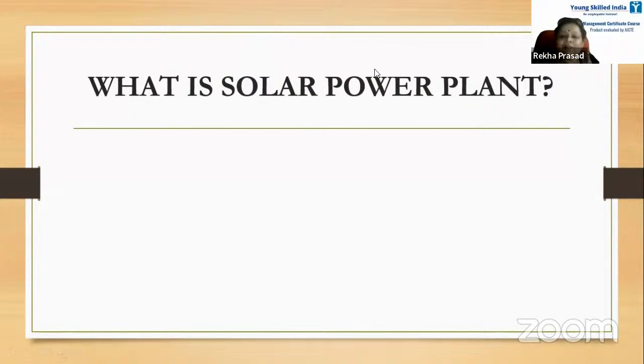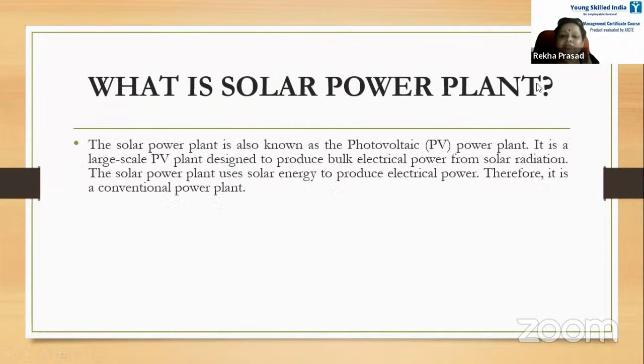So what is a solar plant? Here we are using power from the sun to make electricity. The solar power plant is also known as the photovoltaic power plant. It is a large-scale PV plant designed to produce bulk electric power from solar radiation. So solar radiation is being converted into electric power.